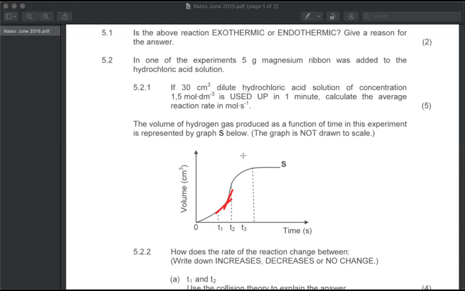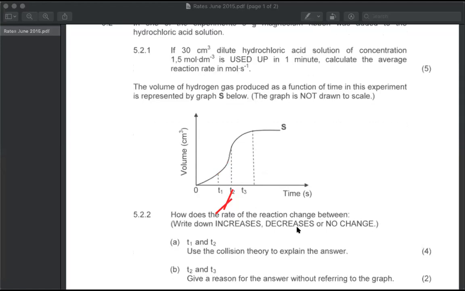Use the collision theory, okay? So the question is, how does the rate of the reaction change between T1 and T2? You can just work out the gradient of the graph at T1 and T2. Let's just do that again. So at T1, what's your gradient? It's here, the steepness of the slope. And then what's our gradient at T2? At T2, your gradient is there. So what happens to the steepness of the slope, the gradient, between T1 and T2? Use the collision theory.